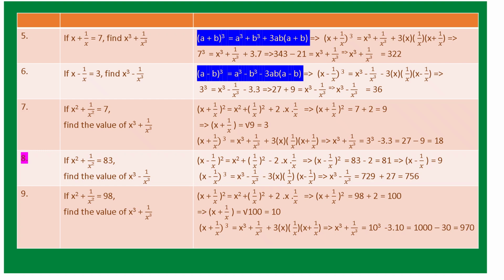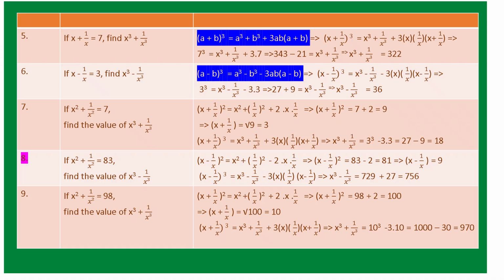x plus 1 by x, the value is given as 7. So the expression goes as a plus b the whole cube is equal to a cube plus b cube plus 3ab times a plus b. We have the value of a plus b. So on the left hand side of the equation as well as the right hand side of the equation, you can replace the expression with the value of 7. Resolve it and then you get the value of a cube plus b cube.